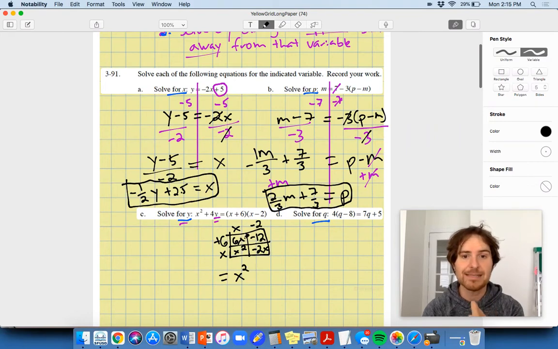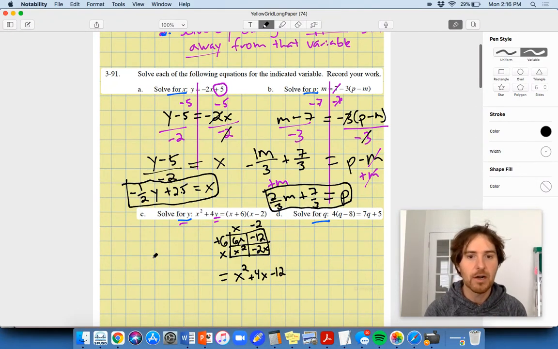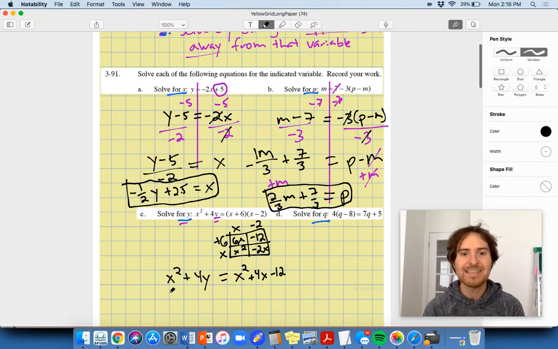X squared plus 6x minus 2x. Well, that would combine like terms. I got 6 x's, I took 2 x's away from that. 6 x's, take 2 x's away. Oh, 4 x's, okay? That's what I have here in terms of the sum. And then finally, negative 12 ones over here. I'm doing that because what I noticed right now is that I have an x squared on this side of the equals, and I have an x squared on that side of the equals.